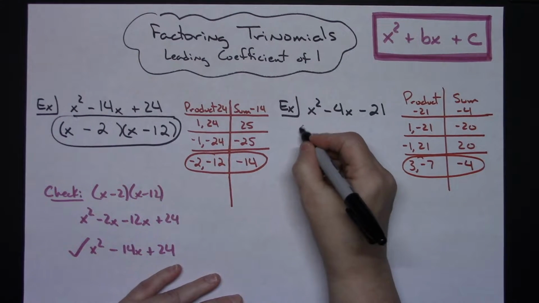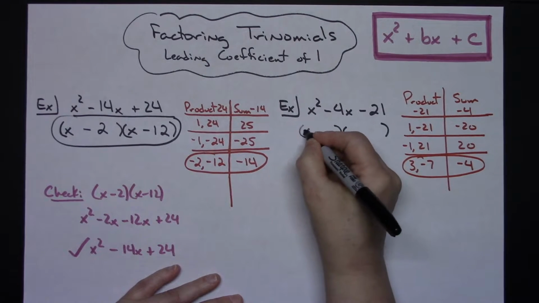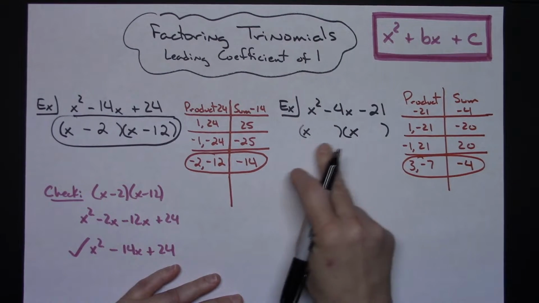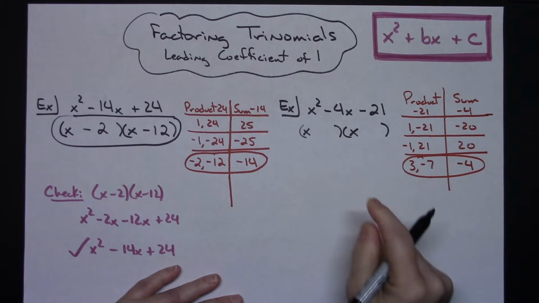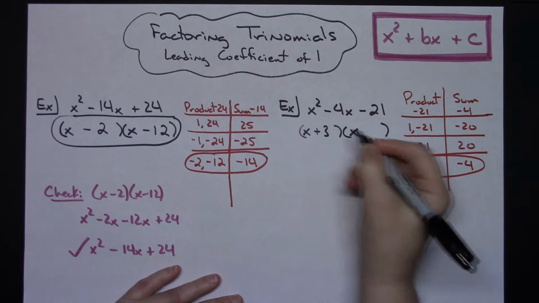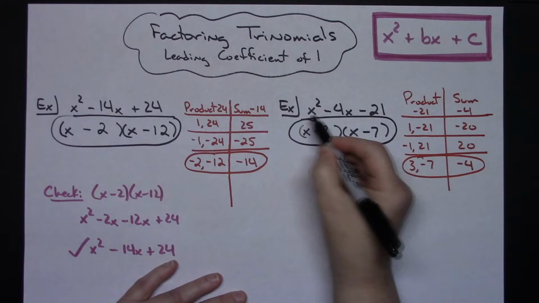Now, knowing that this trinomial is going to factor into two binomials, my first term has to be x, because x times x is going to be x squared. I'm going to put these in basically any order that I want. I'm going to do a plus 3 here, and the minus 7 here. So there is my factored form.